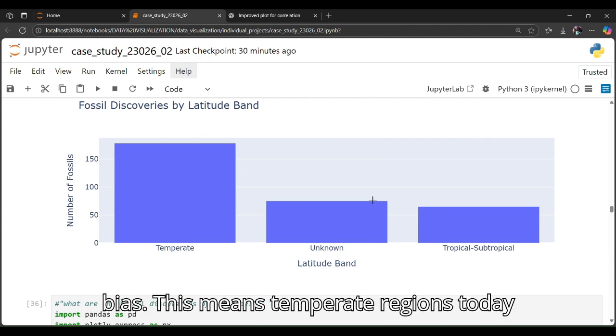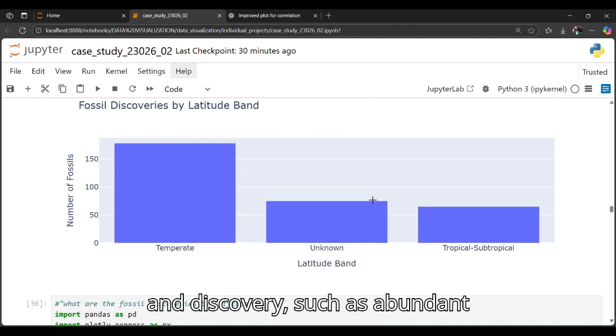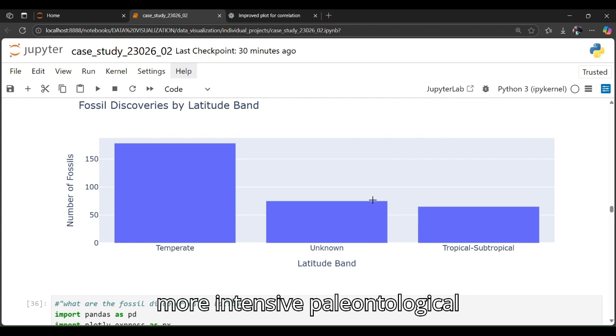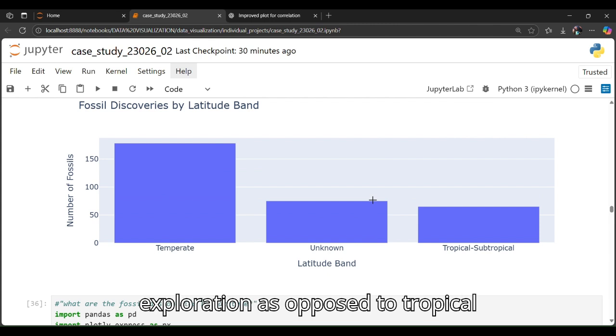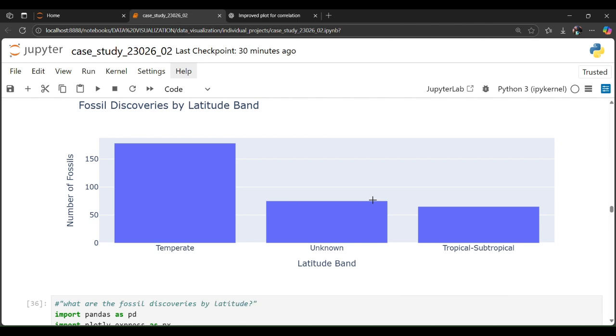This means temperate regions today have better conditions for fossilization and discovery, such as abundant sedimentary rock exposure and a history of more intensive paleontological exploration, as opposed to tropical regions that have dense vegetation and high erosion rates.